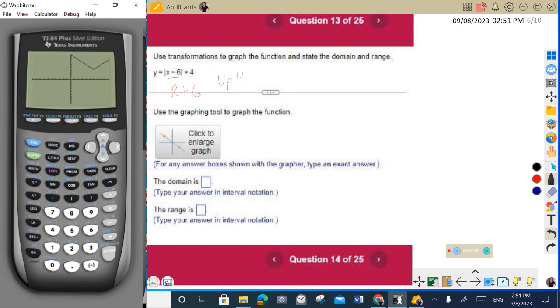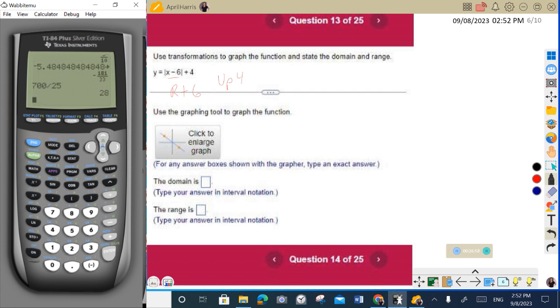But if you need another point, remember you have a graphing calculator that makes a table. You can always go to the table and pick another point. So 6, 4 right there, there's your vertex. And then you could just go right 1 and then up to 5 to get the second point.